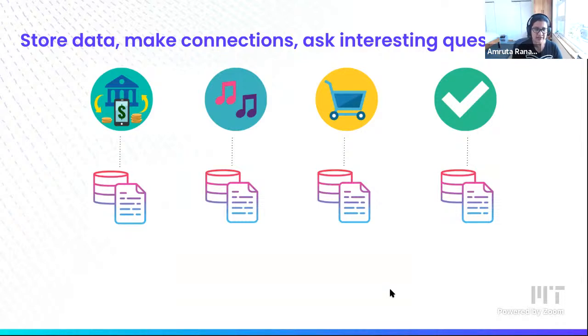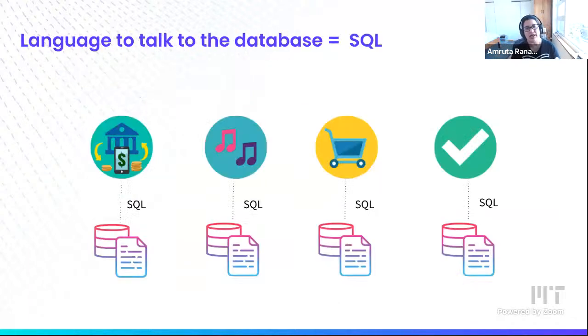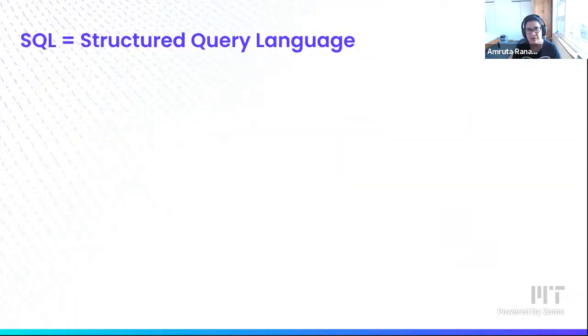And the way to do that is through a database. A database is the component of an application that stores the data, helps you make connections and ask questions. There are many ways in which you can do that. But the traditional way or the most frequently used way is a relational database. Now, a relational database stores data in terms of rows and columns of tables, and it makes connections between the tables through the primary key and the foreign key. And the language to talk to a relational database is SQL. SQL stands for Structured Query Language.